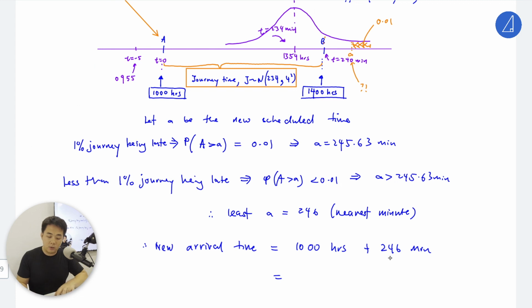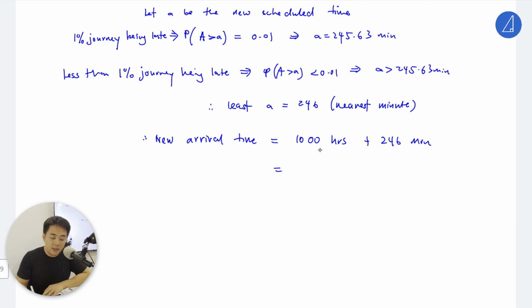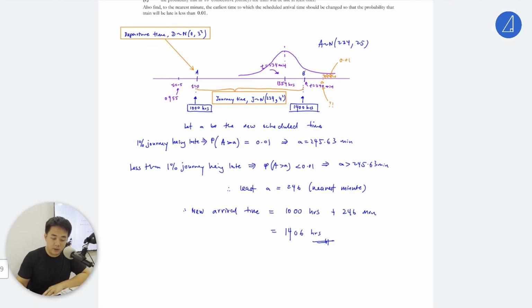You add this up. This one is quite okay. 10 a.m. plus 246 minutes, so this will be 1406 hours. There will be 4 hours plus 6 minutes. So that's the new arrival time.